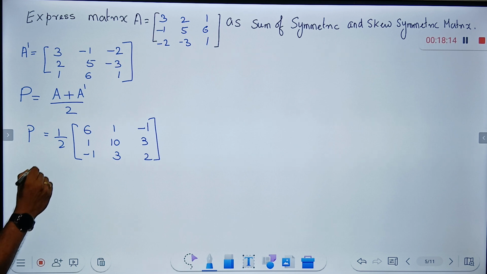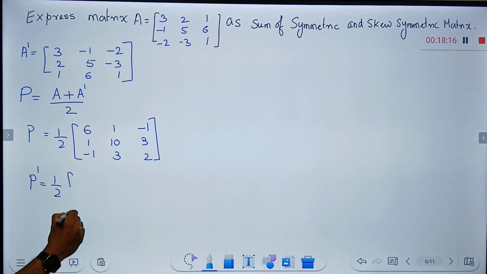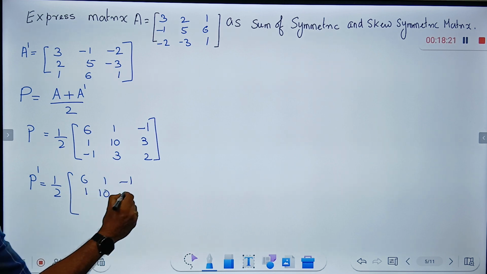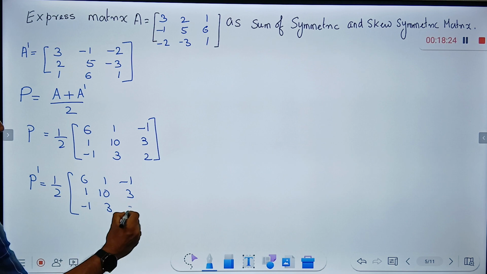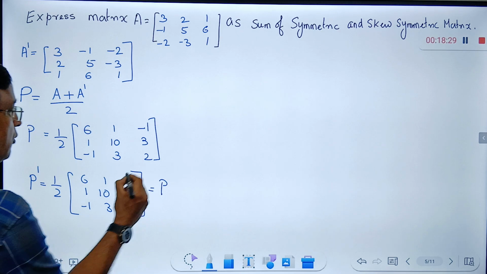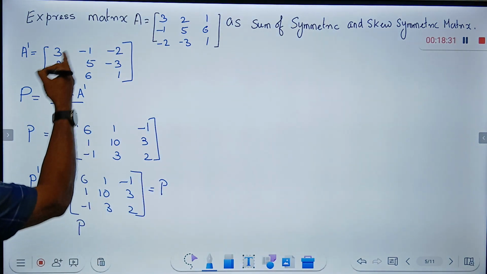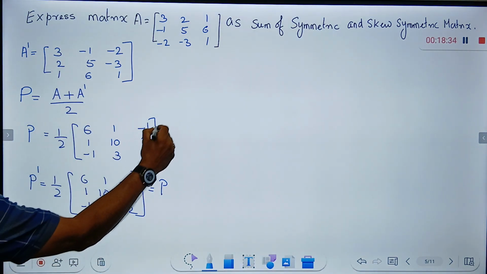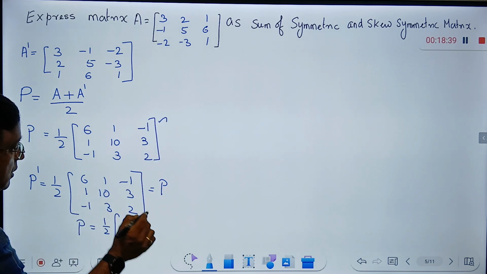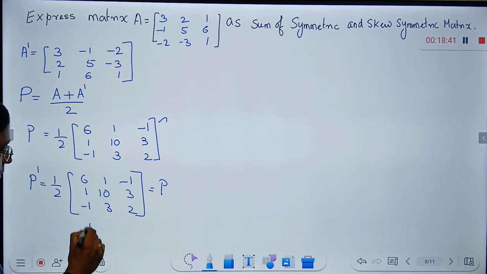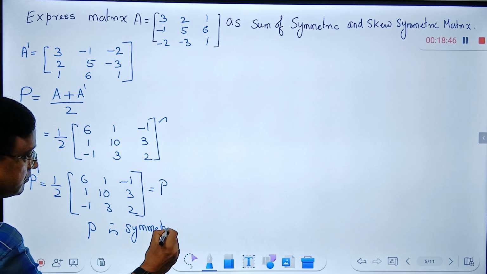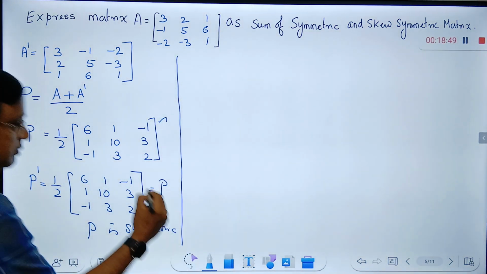Now what do you do? Take the transpose of this. What is P transpose? 6, 1, minus 1, 1, 10, 3, minus 1, 3, 2. And if you notice this carefully, this is nothing but P. So you have proved that this matrix P, which is half of that, I will not waste my time, P is symmetric. That's done, job done about symmetry.